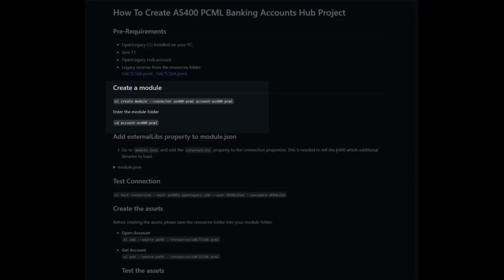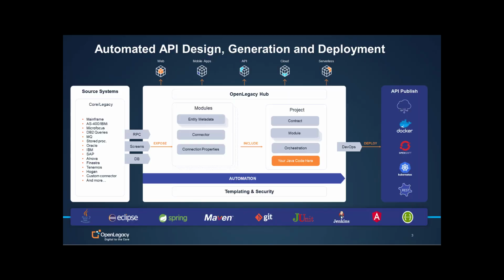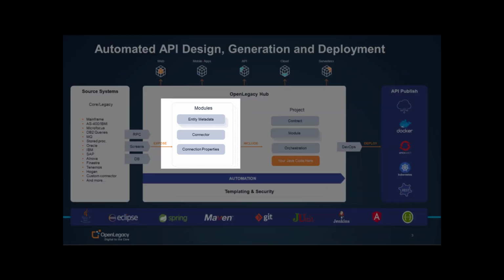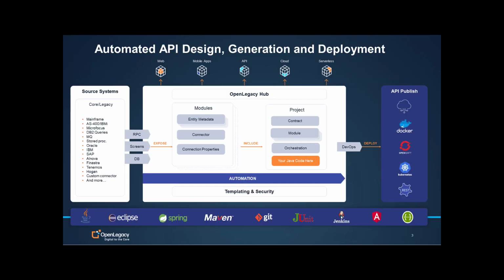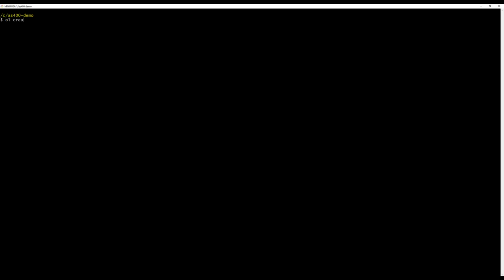In this first step, we will create a module. A module is a component of an API that connects directly to the data source. It comprises one or more assets, a connector, and configuration details. We will use the modules later when we create the project. The module is represented on your local file system as a directory containing configuration files for the connection details and resources for the assets. Now we enter the create module command and specify the connector and module name.